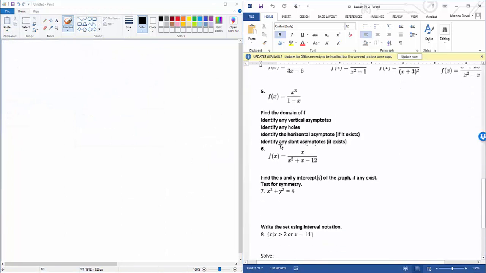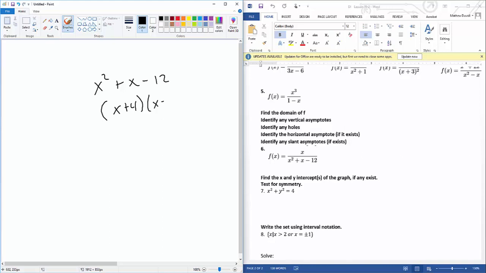For number 6, it says identify the domain. So for the domain, we have to set the bottom equal to 0. So x squared plus x minus 12 factors into x plus 4 and x minus 3. So x equals negative 4 and positive 3. Everything else can exist, so the domain is from negative infinity to negative 4, union from negative 4 to 3, union from 3 to infinity.